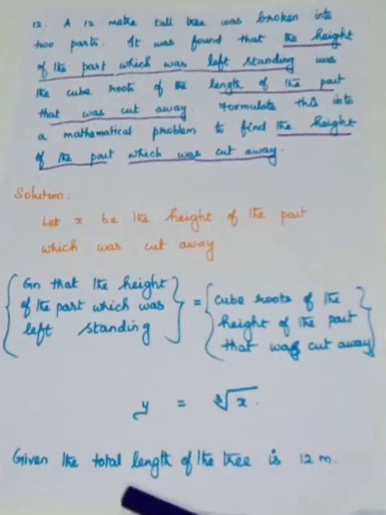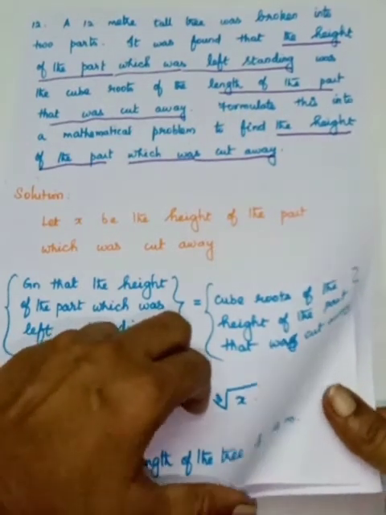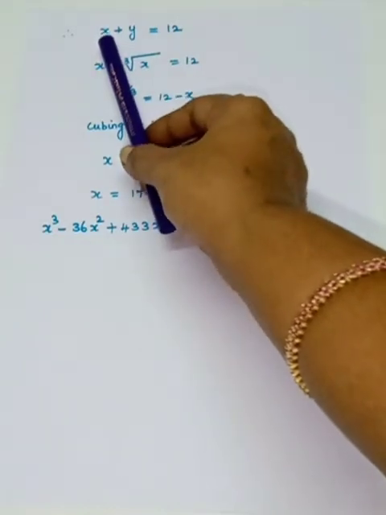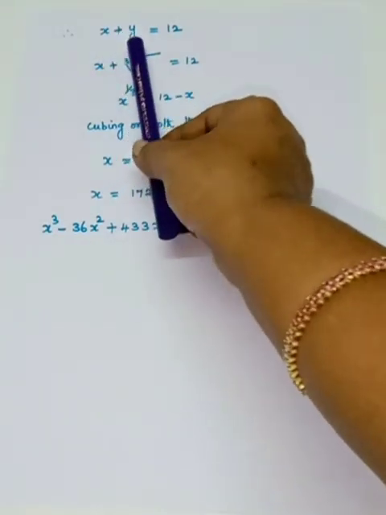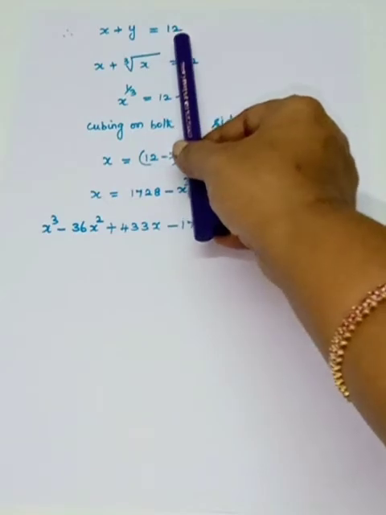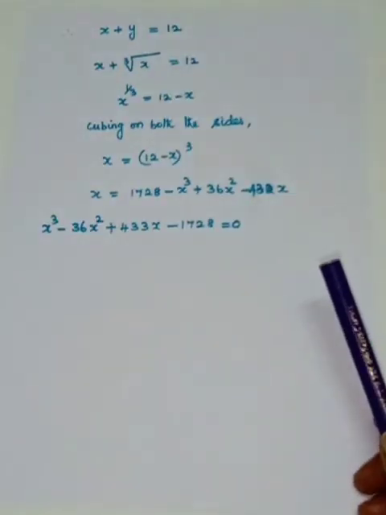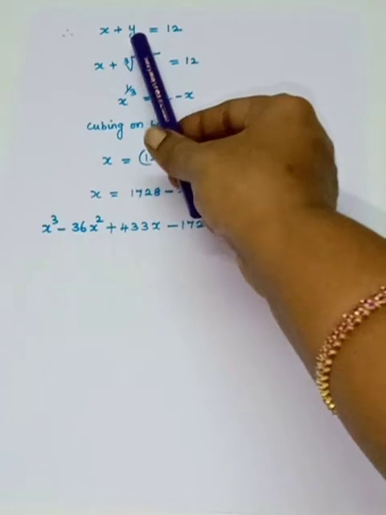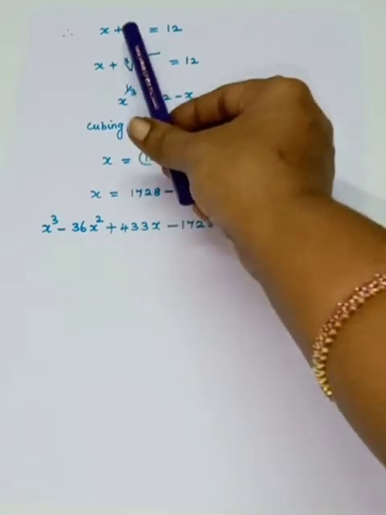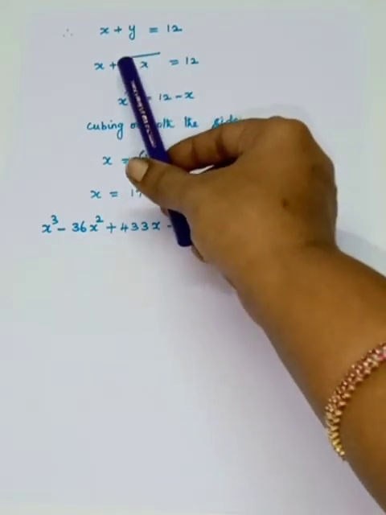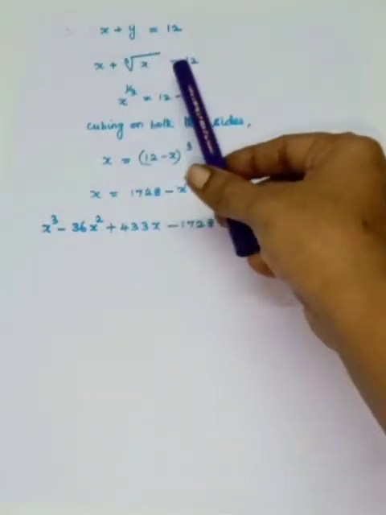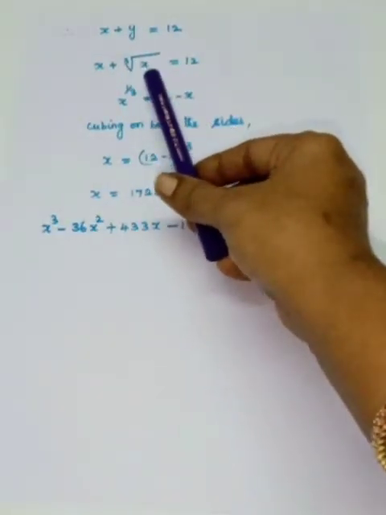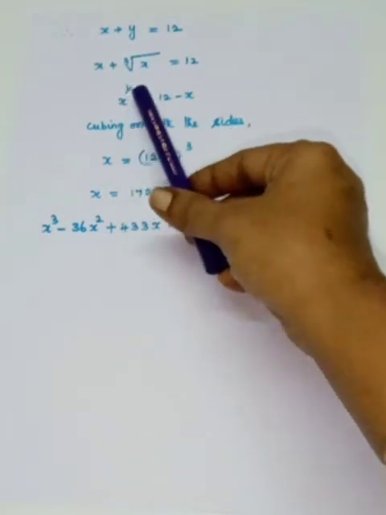You know that the total length of the tree is 12 meters, so we have to add the two parts. What is the first part? The cut away part we have taken as x, and the standing part is y. Both should add up to 12, so x plus y is equal to 12. In this problem the given condition is that y is the cube root of x. What is the cube root of x? It is x power 1/3.